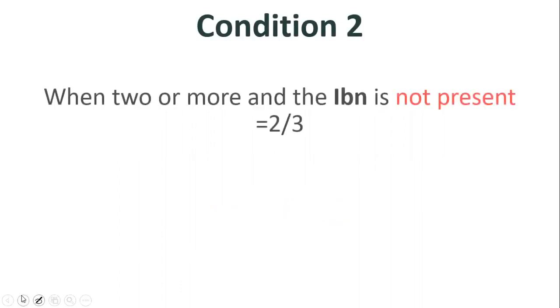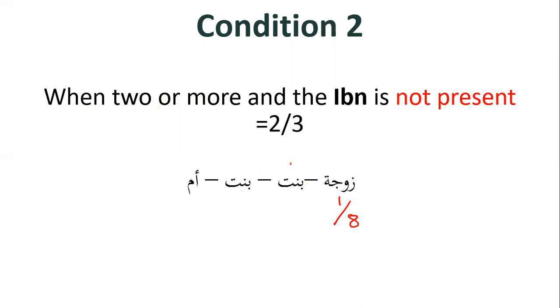Condition number 2. When 2 or more and the Ibn is not present, then the Bint will receive 2/3 of the inheritance. So let's take another example over here. Zawja, let's quickly do this one. We know that the Zawja receives 1/8 over here. Over here, we can see that there are 2 Bints. So the condition says when 2 or more. So we can see that there's 2 Bints over here, 1 and 2. And the Ibn is not present. Can we see the Ibn anywhere? No, the Ibn is nowhere to be seen.